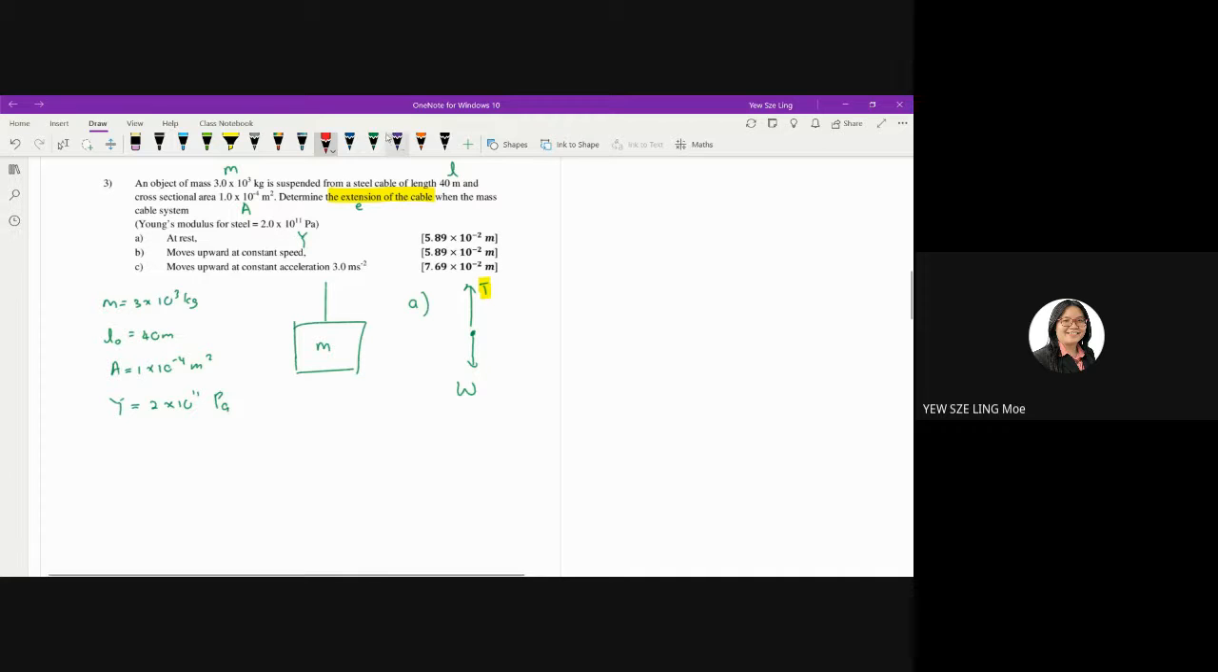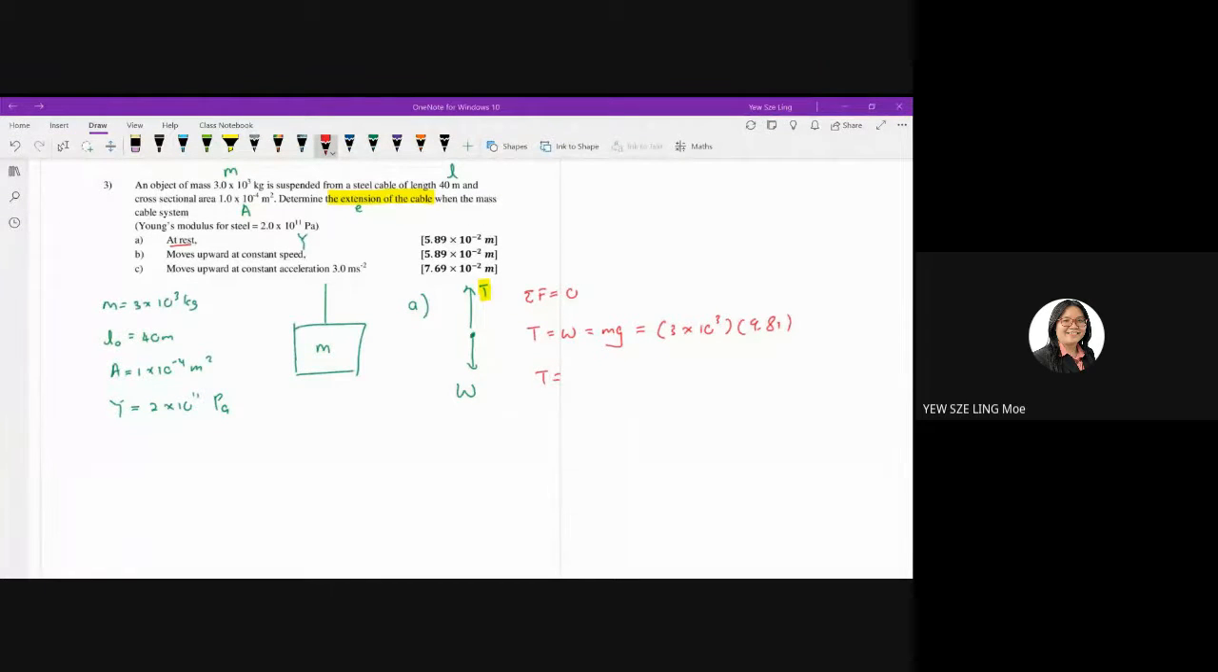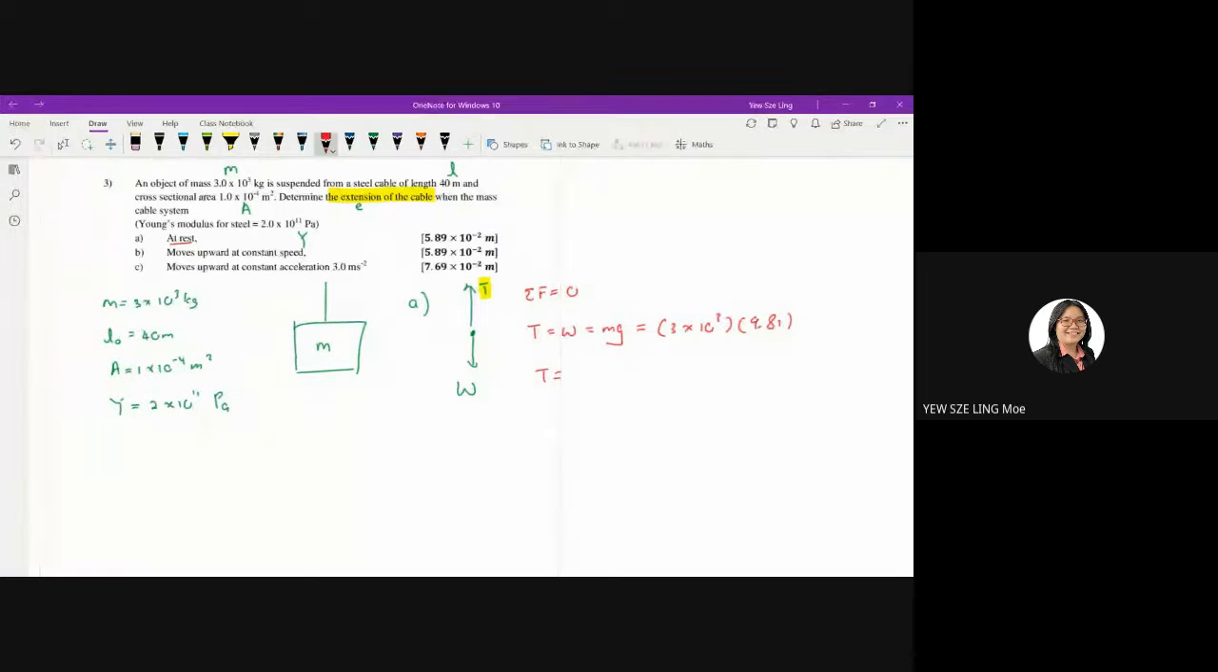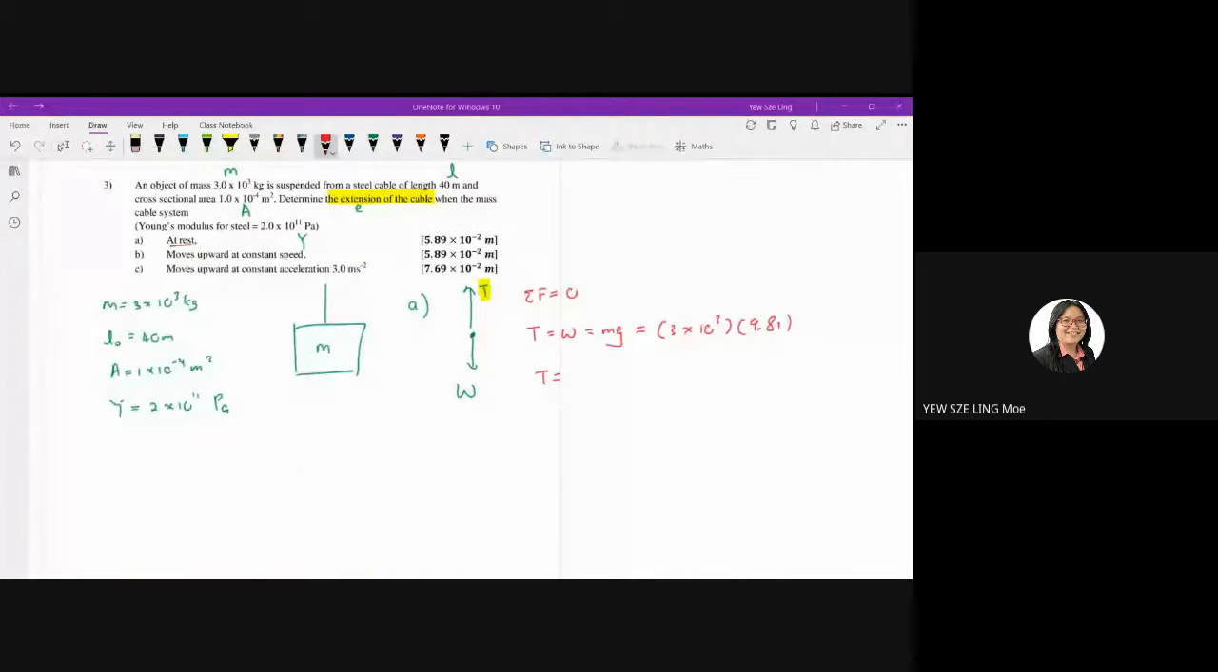So for question A, now your object is at rest. What does it mean at rest? At rest means you're just going to use summation F equals 0 to determine the value of tension. So T equals W, which equals mg. In this case, we have 3 times 10 to the power of 3 times 9.81. Therefore tension is equal to, let me calculate it first, 3,000 times 9.81.